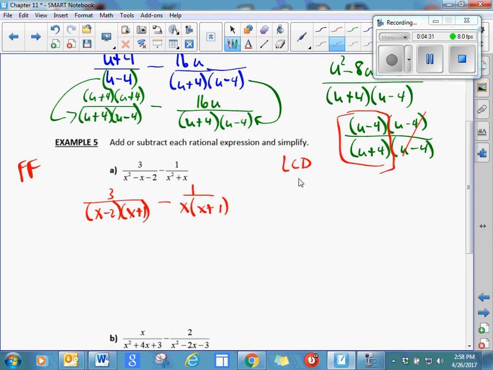Our LCD is going to have one of each of these pieces. So we need an x, we need an x plus 1, and we need an x minus 2. We don't have to write the x plus 1 twice, even though he's in both places. One will do. So our LCD is going to be 3 factors.